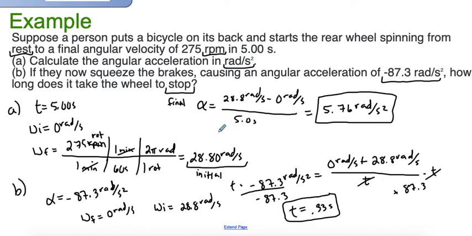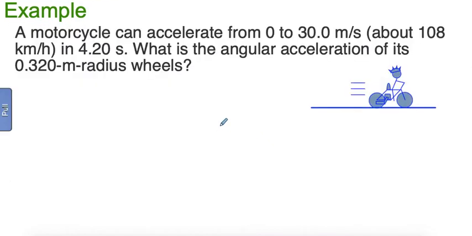So let's look at one more problem. So a motorcycle can accelerate from 0 to 30 meters per second, about 108 kilometers an hour, in 4.2 seconds. What is the angular acceleration of its 0.32 meter radius wheels?